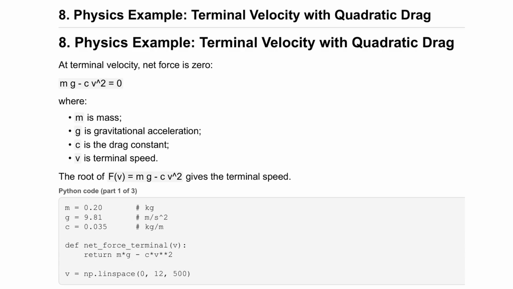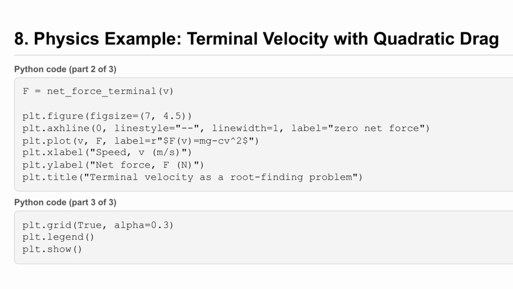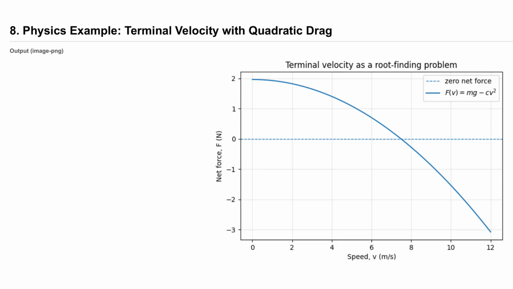At terminal velocity, the gravitational force mg is perfectly balanced by the drag force c times v squared, resulting in a net force of 0. We define our net force function using specific values for mass, gravity, and the drag constant. We will generate a plot of net force versus speed to visualize how the force changes as the object accelerates. The curve starts at the object's weight when speed is 0 and decreases as speed increases. The point where this curve crosses the dashed 0 line represents the terminal velocity we are trying to find.